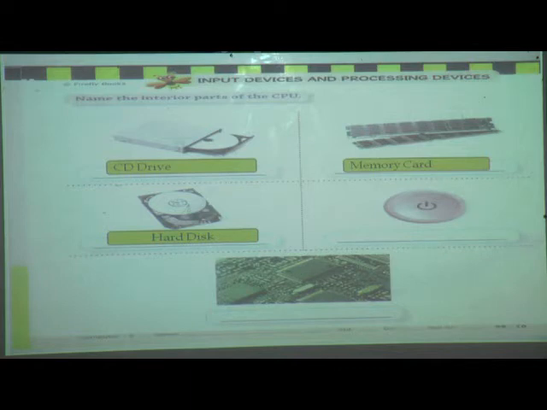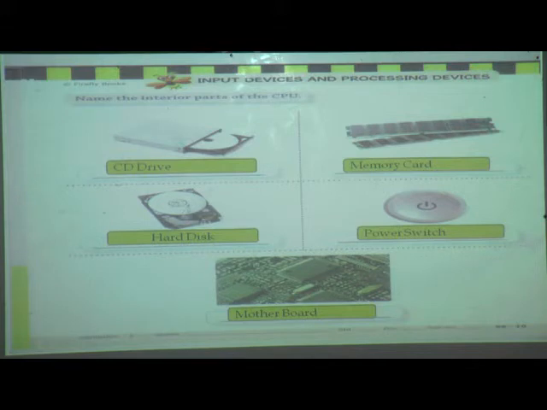Next one, what is it? Good. Power switch. P-O-W-E-R, power, S-W-I-T-C-H, switch, power switch. What is the last one? Good. It is motherboard. M-O-T-H-E-R, mother, B-O-A-R-D, board, motherboard. Understand? These are the names of interior parts of computer.